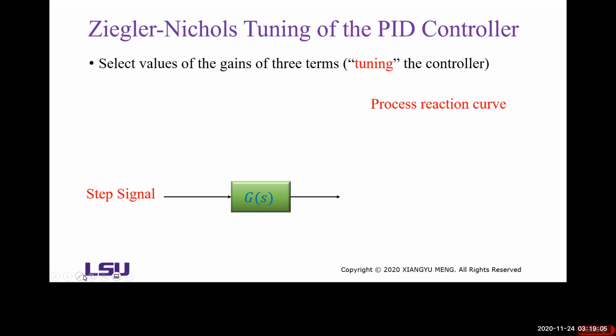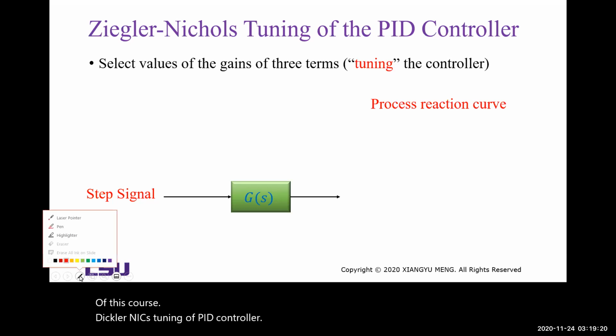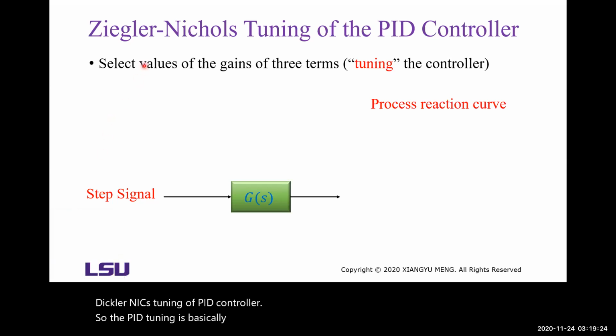Now let's discuss the last part of this course. It's Ziegler-Nichols tuning of PID controller. So the PID tuning is basically selecting the values of the gains of the three terms in the PID controller.